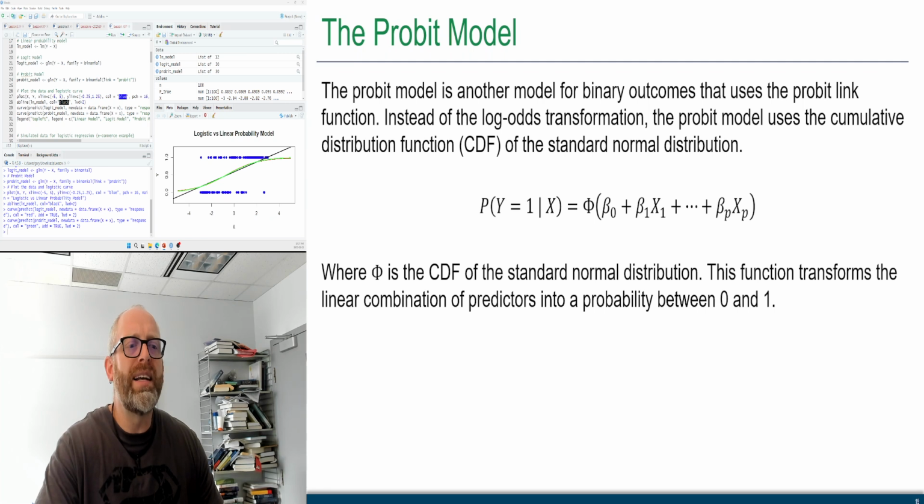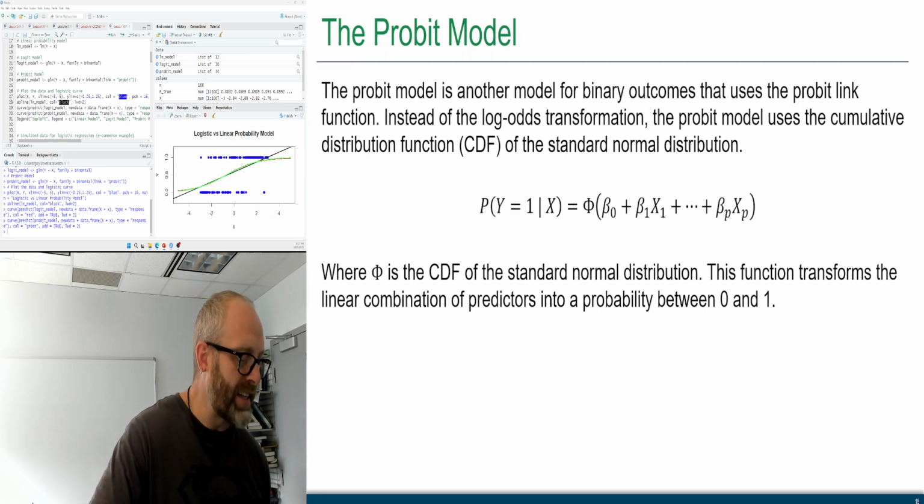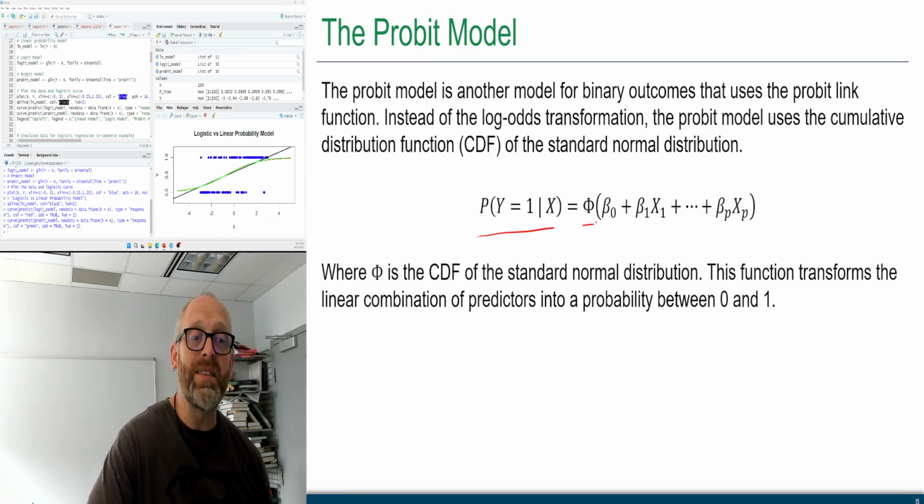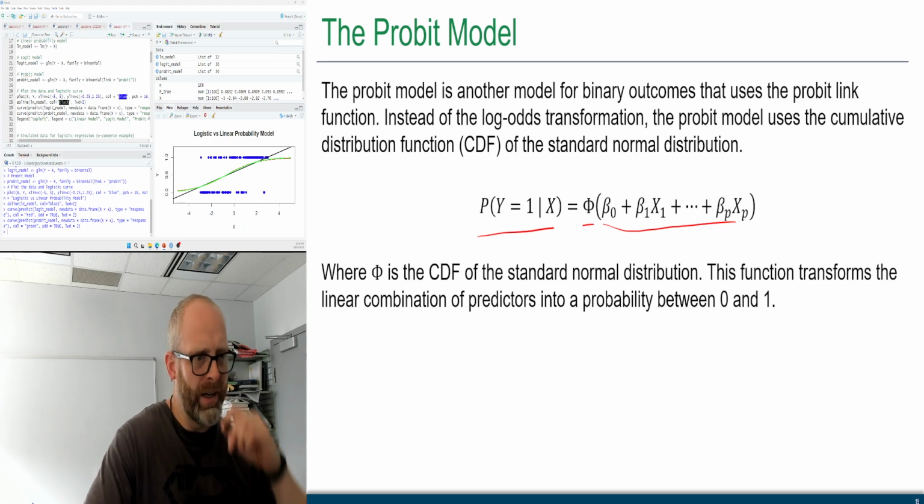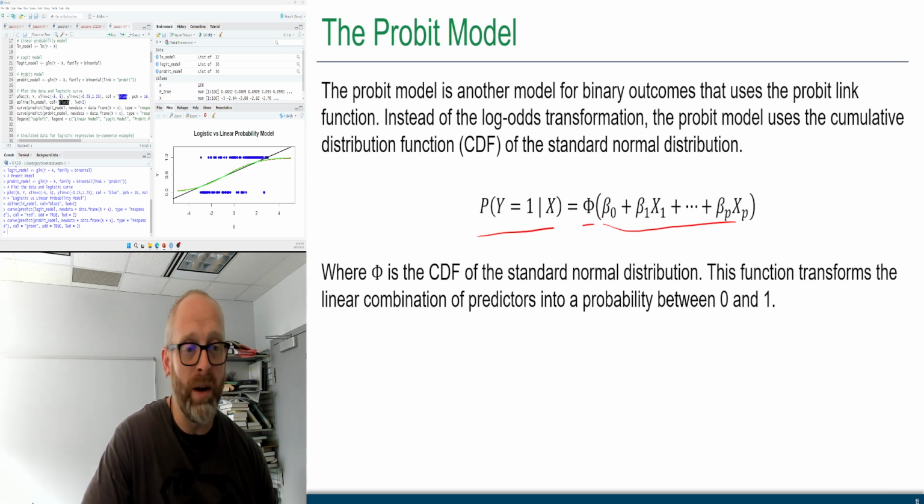All right, so the Probit model is another model for binary outcomes that uses the Probit link function. So instead of the log odds transformation, the Probit model uses the cumulative distribution function, CDF, of the standard normal distribution. So what this means is the probability that y is equal to 1 for a given value of x is equal to phi, where phi is the CDF of the standard normal distribution, with the input beta naught, beta 1, x1, all the way up to beta p, xp. So this function transforms the linear combination of predictors into values between 0 and 1.